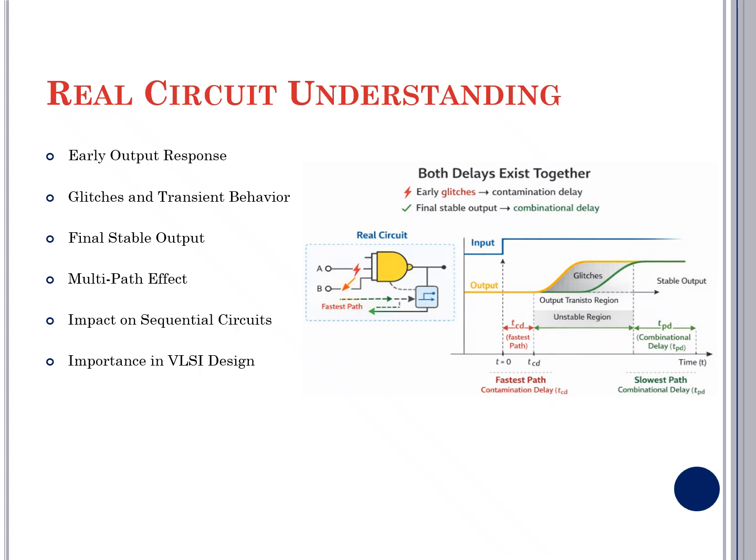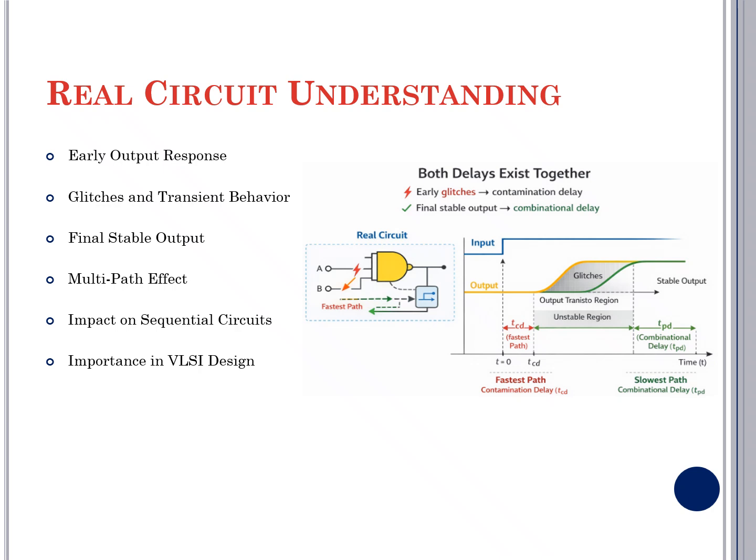In real circuits, there are multiple paths from input to output. Each path has a different delay. So the fastest path gives the contamination delay and the slowest path gives the combinational delay. This difference in paths is the reason both delays exist. Now let's connect this to the flip-flop based system. If output changes too early, it can violate hold time. If output arrives too late, it can violate setup time. So both delays directly affect timing reliability.